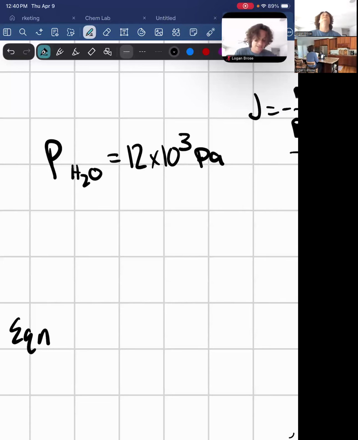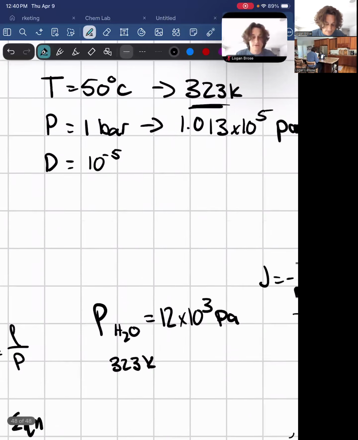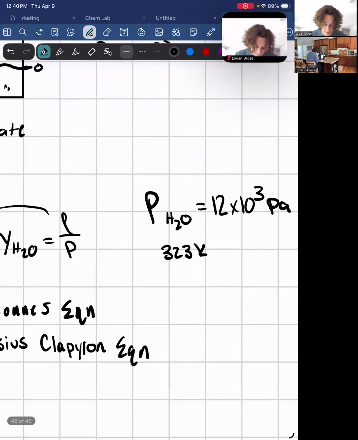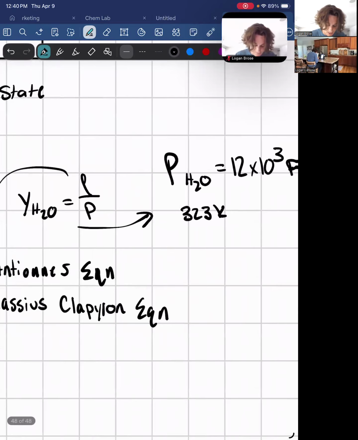Now this is specifically at 323 Kelvin, right? Because it'll vary depending on the temperature that you're at, and we are at 323 Kelvin. And so now we can go back to our equation for our concentration, right?